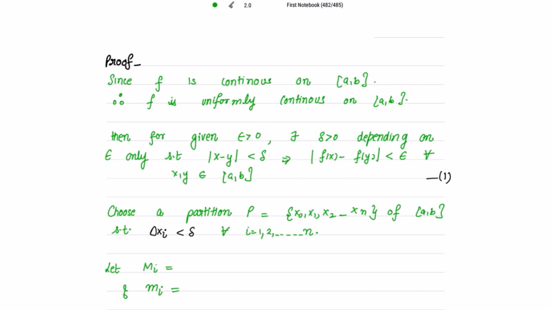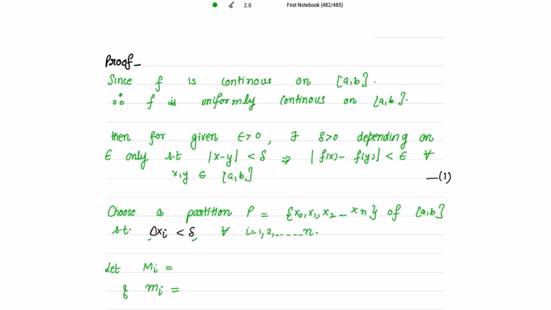Now choose a partition P of the closed interval [a, b] such that delta x_i is less than this delta. Now this delta and this delta are denoted by the same name, delta only. Please just concentrate on this: this is delta x_i and this is delta, for all i equal to 1 up to n.